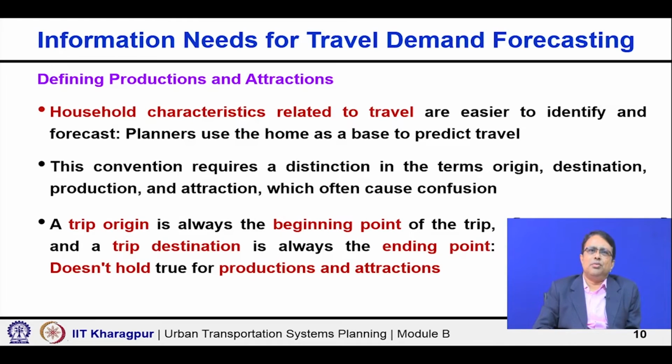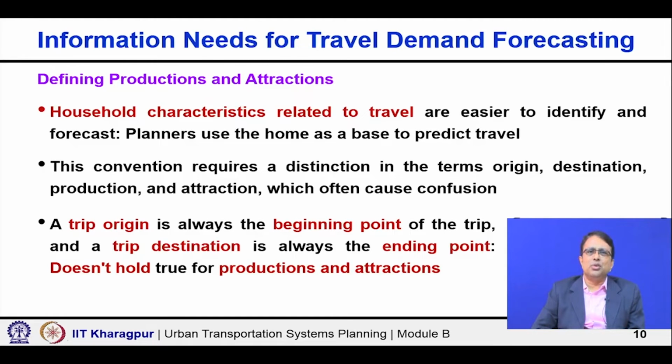Then the next part is defining productions and attractions. This is again another very important aspect, one of the cardinal things that are really important. Household characteristics related to travel are easier to identify and forecast, right. So, the planners use home as a base to predict travel, right. So, that is one aspect.